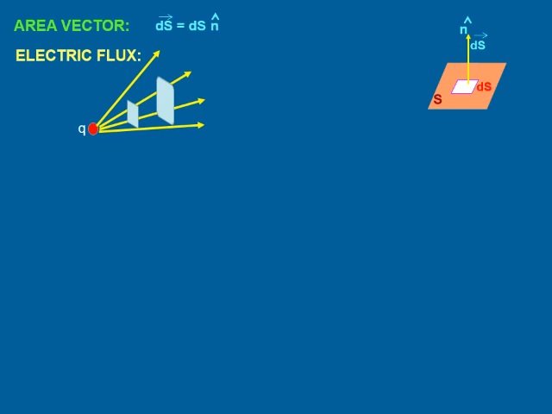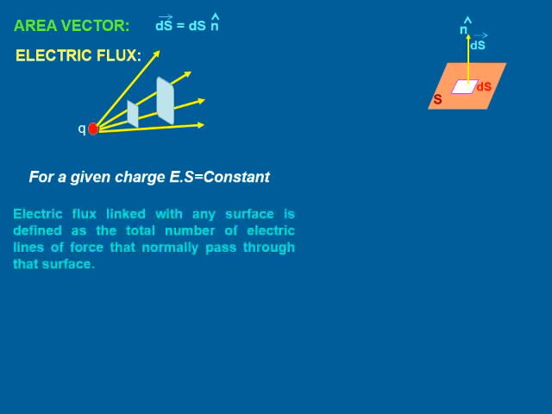It means that when you are moving away from the charge, the electric field is decreasing. So for the field lines to pass through a given surface, the surface area increases. Hence we can say for a given charge, the product of electric field and surface area remains constant. Or for a given charge, the product E into S is constant. And this fact is used to define electric flux.